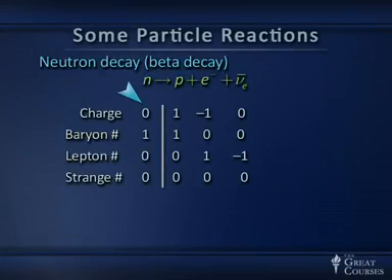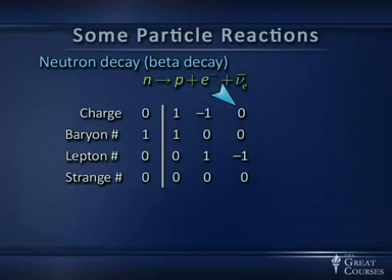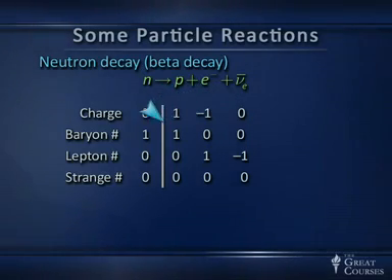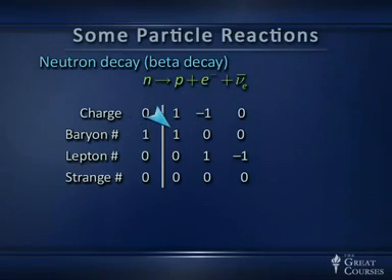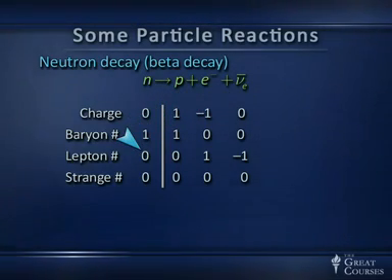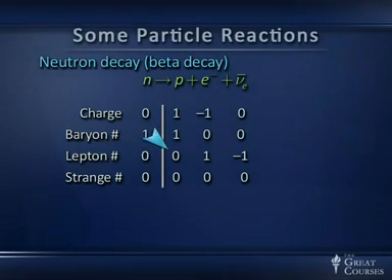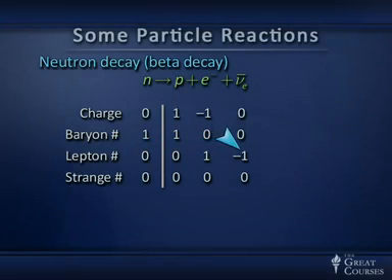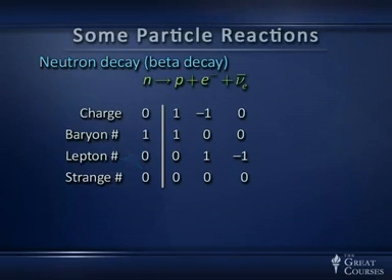And if we add up the charge here, the neutron is neutral, the proton has plus 1, the electron has minus 1, so charge is conserved. We add up baryon number, we get 1 on the left, 1 on the right, that's good. We add up lepton number, we got no leptons on the left, we got 1 lepton on the right, the electron, we got 1 anti-lepton, the antineutrino, plus 1, minus 1, 0, that's good. Strangeness, nothing here is strange. Let's look at some other particle reactions.